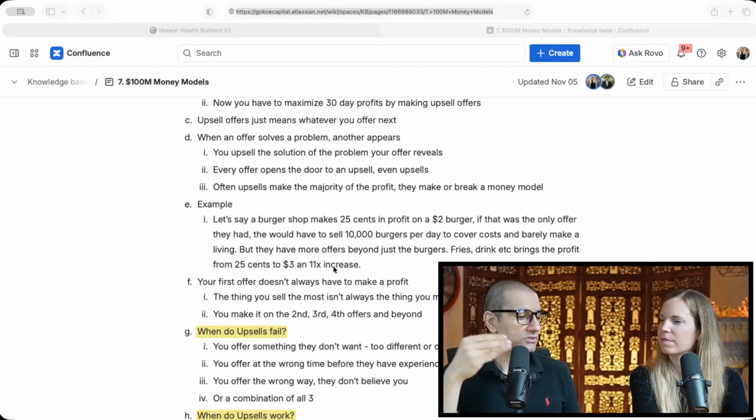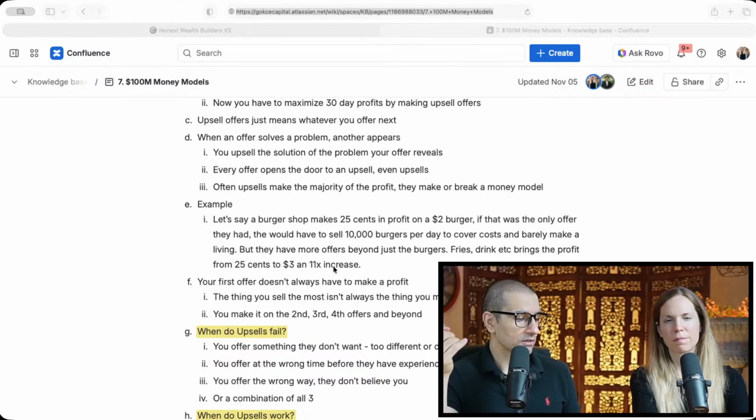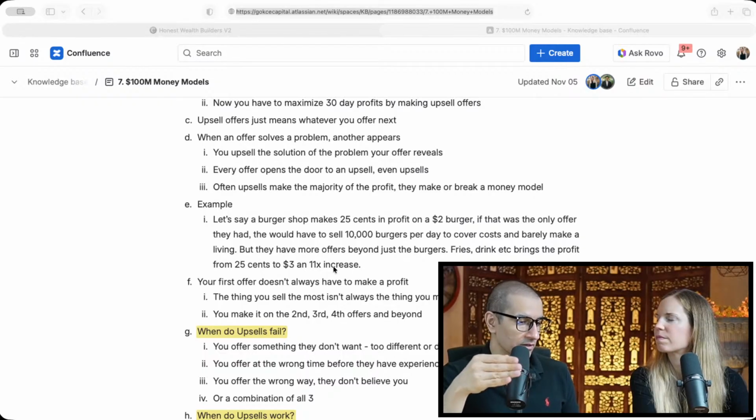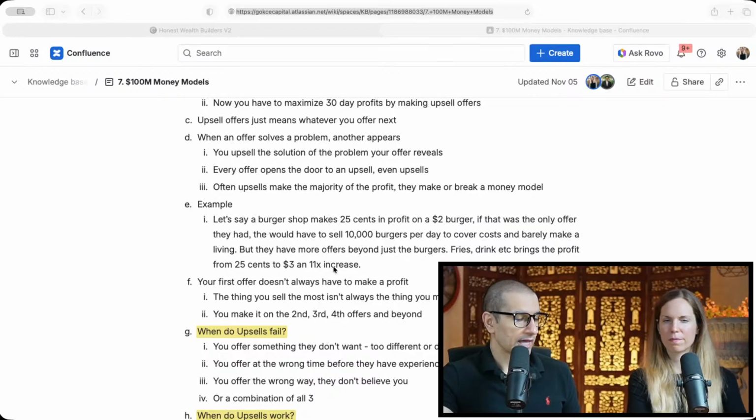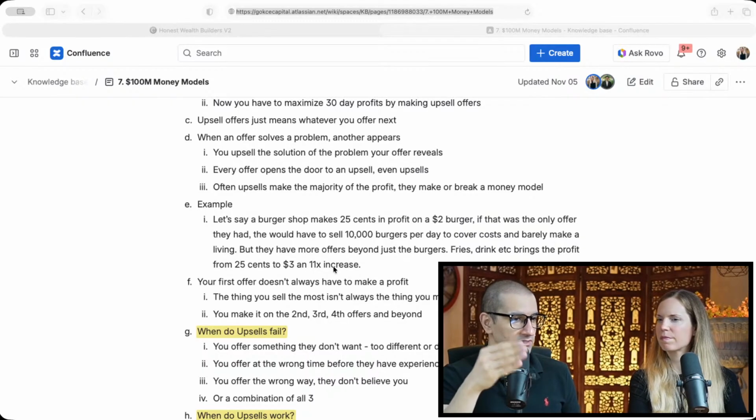So just because you solve one problem, I think that's what the author was saying in the book as well. That's the mistake a lot of businesses make. Just because you solved one problem doesn't mean that you need to stop there. Whatever you offered, whatever your solution was, spawned a bunch of other problems. And your upsell is supposed to solve these spawned problems. That's the whole point of upsell.